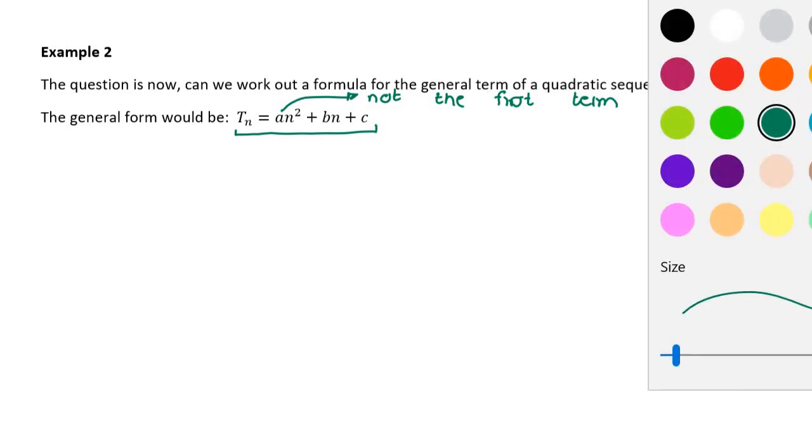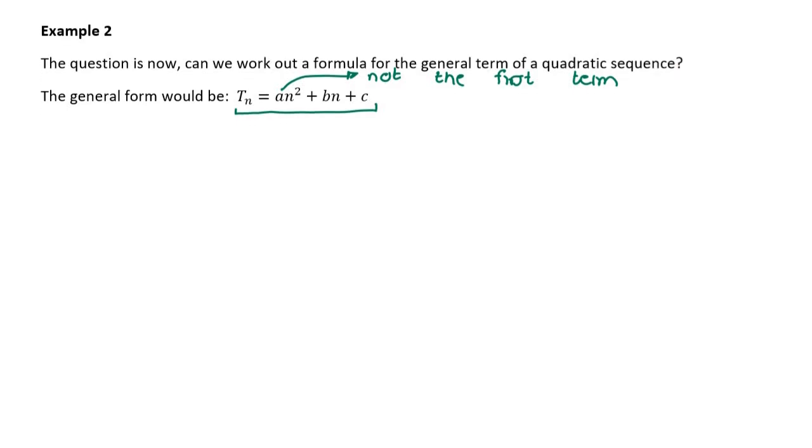Okay, so how are we going to work this out? There are 2 methods, and I'm going to show you both: the easy method and the more tricky method. We're going to use the easy method whenever we do our examples. So let's have a look. What is T1? T1 is what we get if we substitute n as 1 into this formula. So it would be a times 1 squared plus b times 1 plus c, which simplifies to a + b + c. So that's term number 1.